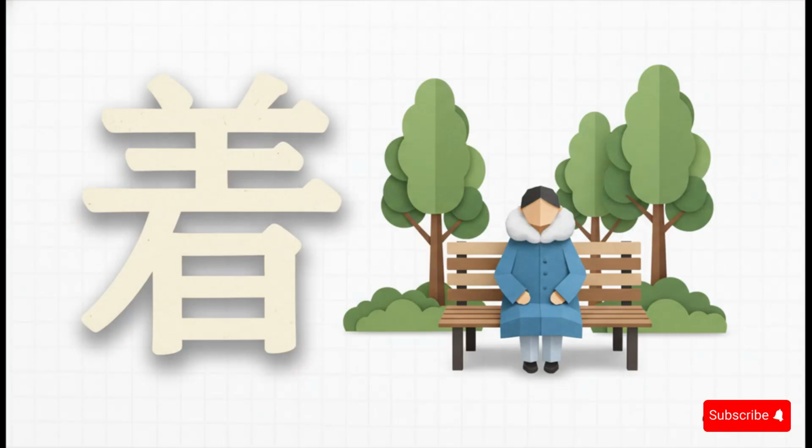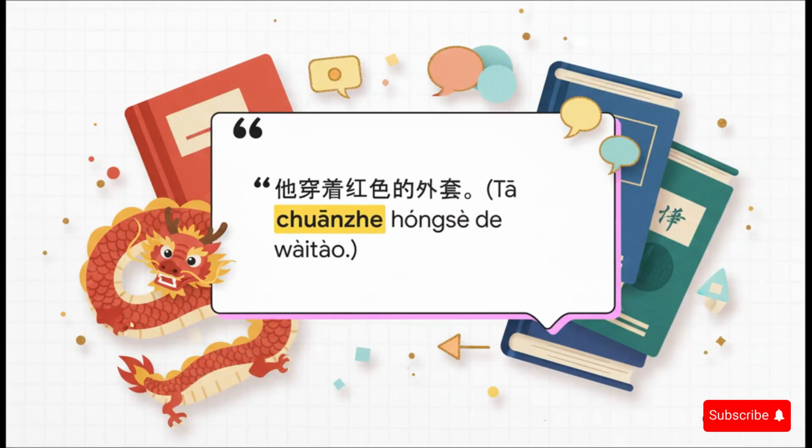And the last particle in this section is zhe. Let's say it, zhe. Now this one's a little more subtle. Zhe is used to show a continuous state that's ongoing. It's not about an action that's in progress, but more about the state that results from a completed action. This example makes the difference really clear. 他穿着红色的外套.